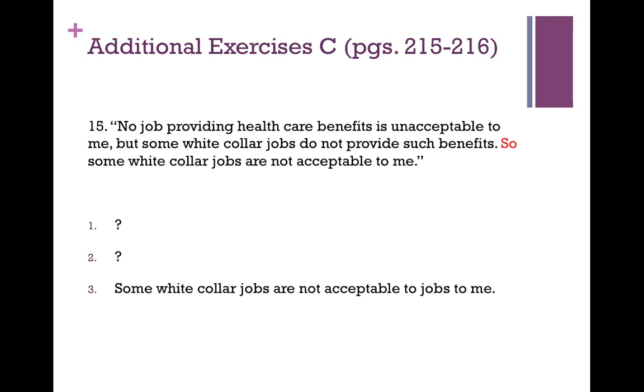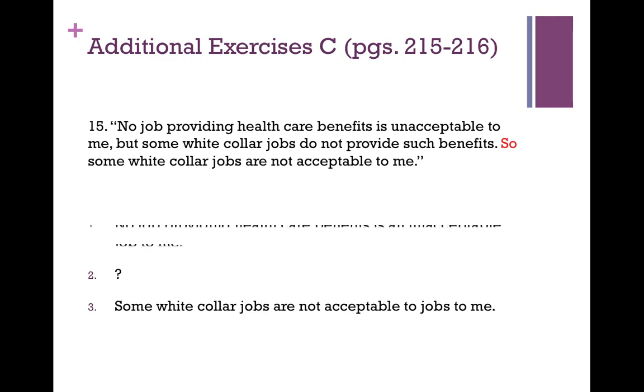All right, next we have to figure out what the major premise is. And the major premise seems to be the very first premise: no job providing healthcare benefits is an unacceptable job to me. But notice that we run into an immediate problem. Our major term is not the same in our conclusion and in our major premise. In fact, hopefully you recall that we have class complements of one another. Up here in the major premise we have unacceptable job. Down here we have acceptable job to me. These are complements of one another.